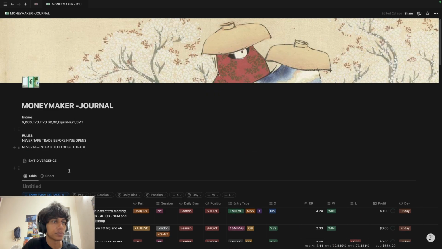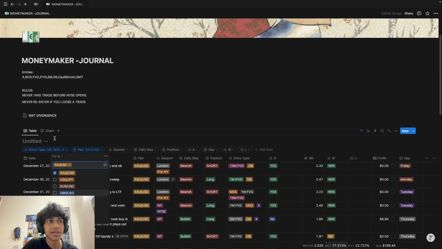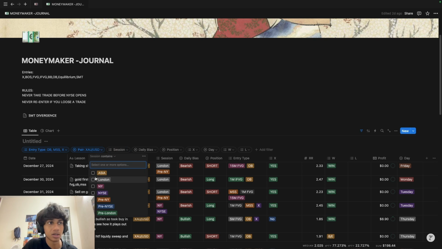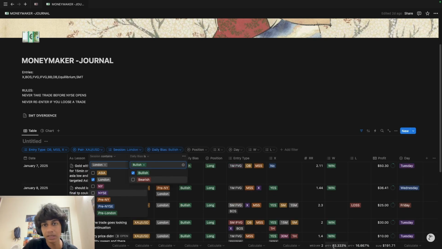So yeah, let's say I took this trade on gold, I have a 77% win rate, and I'm taking it in the London session, I have a 76% win rate, and my daily bias was bullish, I have an 83% win rate. Also, if the position was long, it was 83. If the position is short, I didn't take any short position. So I need more data so that it can be more precise.